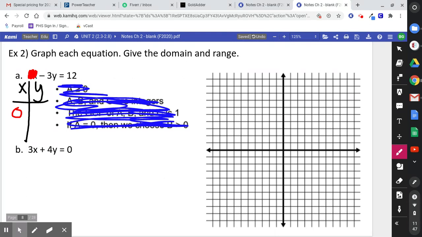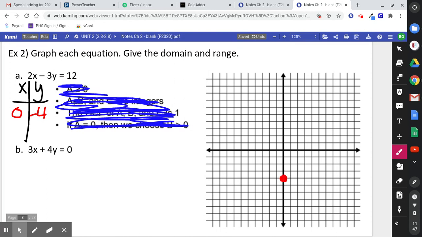Negative 3y equals 12. Divide by negative 3. Y has to be negative 4, right? Y has to be negative 4. So I know a point, 0, negative 4. I'm going to graph it. 0, negative 4 is right there. Now I need another point for my table.